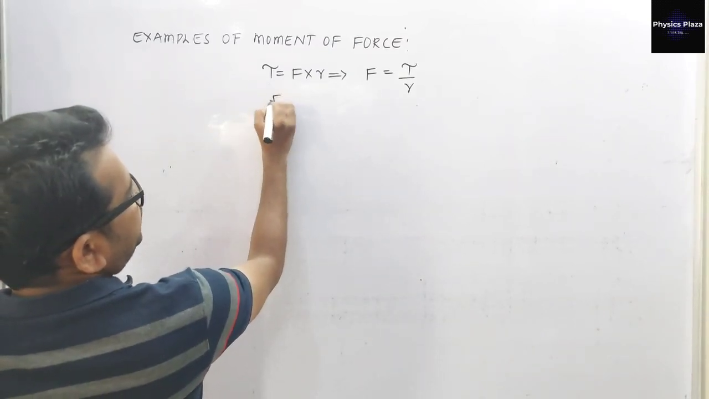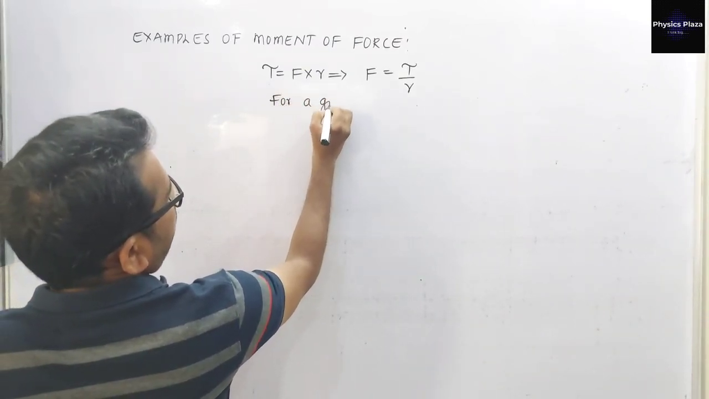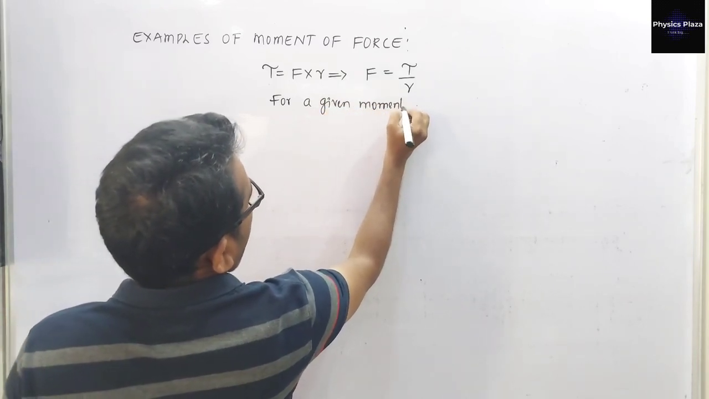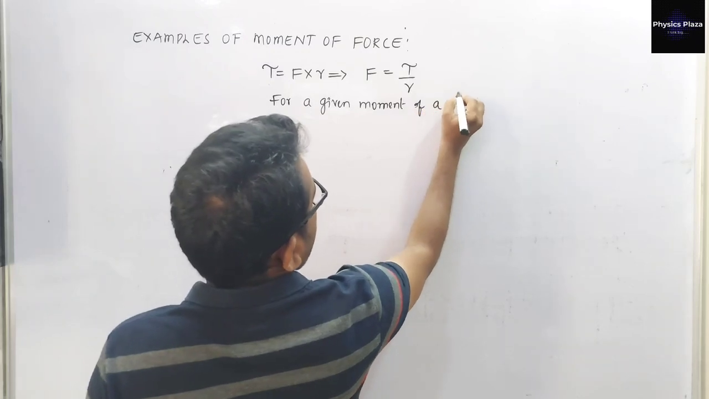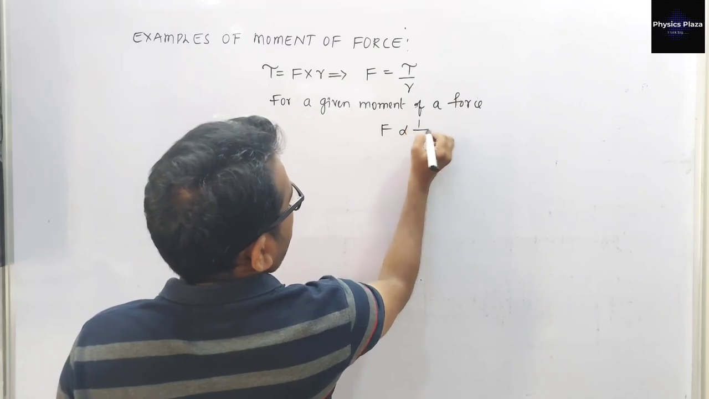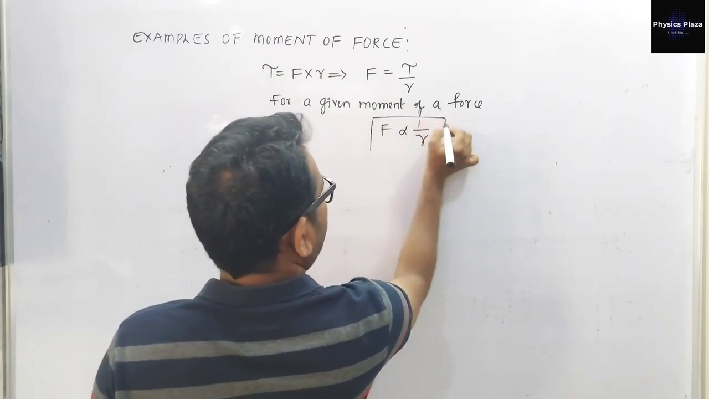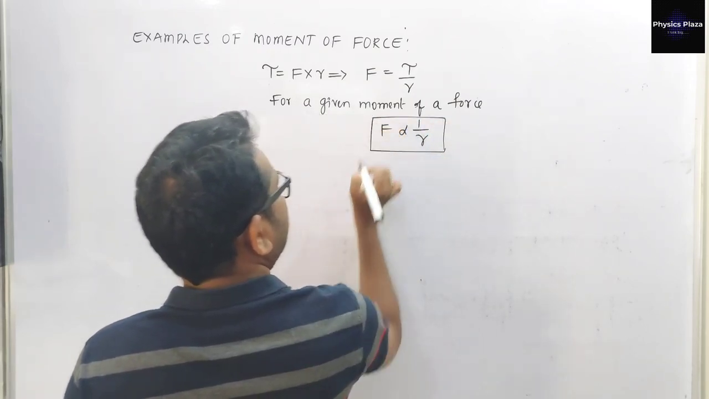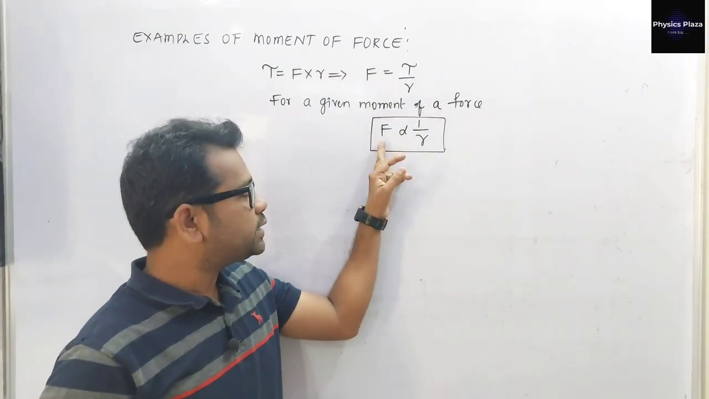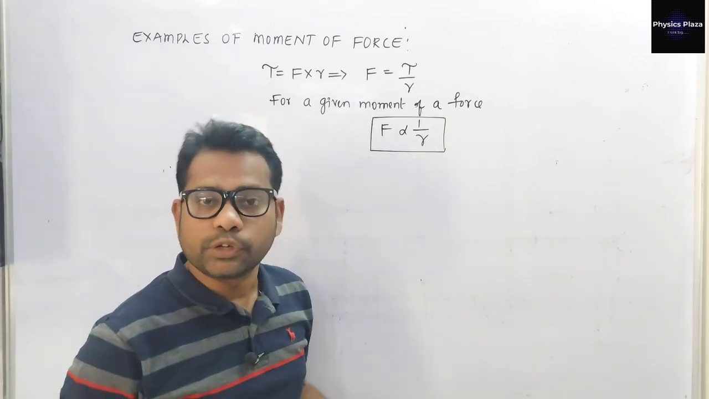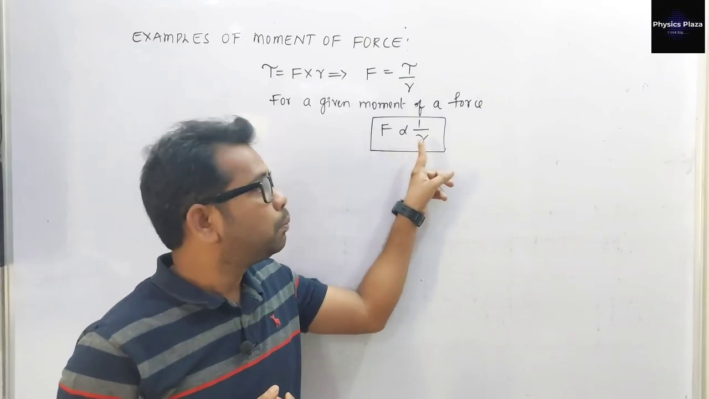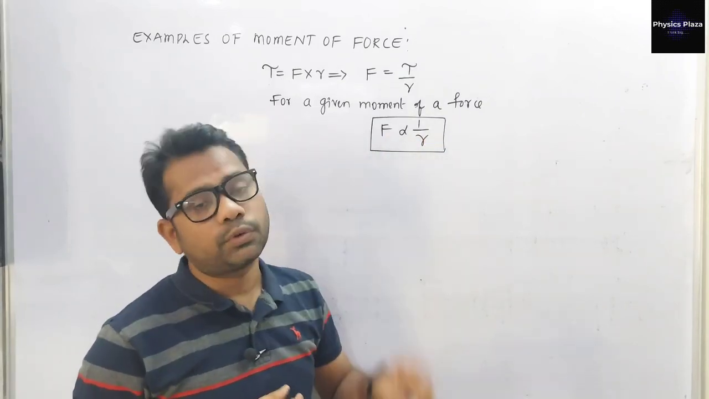For a given moment of a force, children, it's very important, we can write that force is inversely proportional to the perpendicular distance. Children, this is very important in order to understand all kinds of applications. Which means, for a given moment of force, force is inversely proportional to perpendicular distance. Which means, the less the perpendicular distance, the more the force required. The more the perpendicular distance, the less the force required.